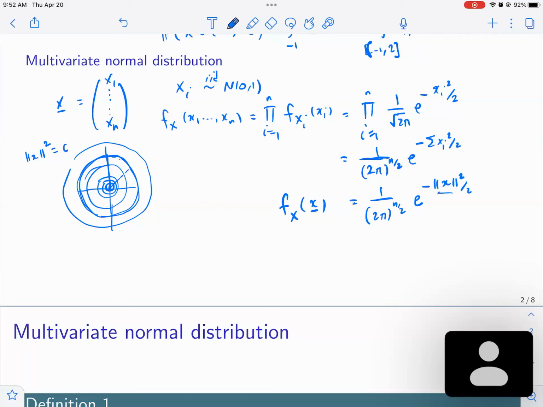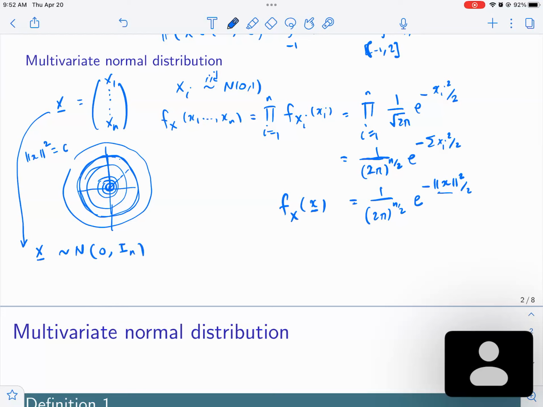Okay. If I want to move it, like have a mean, I just move the entire thing. So if I want to have, this is centered at 0. If I want to center it at some other point, I would have, so this one, if you write down, this would have normal, which means 0 and covariance matrix identity.